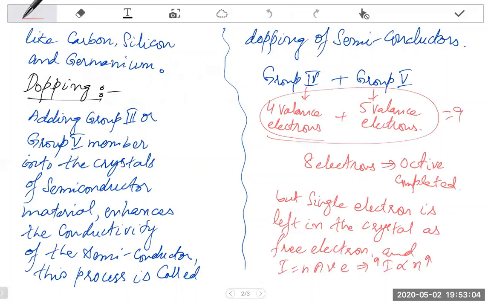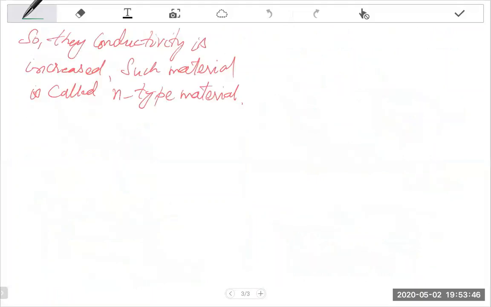So the octet is completed by 8 electrons, but we deliberately mix it with a group 5 member. Like, take some example. We are taking silicon here, and here we have the example of nitrogen, right? Nitrogen has 5 valence electrons, silicon has 4 valence electrons. So 8 electrons make a complete octet, but one electron is spared, and that becomes a free electron. So it increases the number of free electrons in the combination, which increases the conductivity of the material. So it is called N-type material.